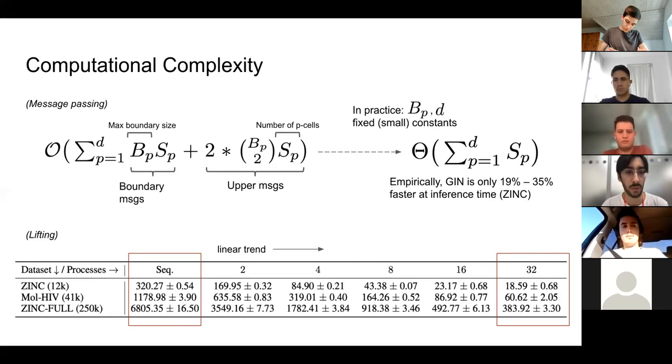Of course, we also have to consider the complexity of the lifting procedure, not only the message passing. In general, this might be quite computationally expensive, but in practice, when we work with specific substructures of a certain maximum size k, and on graphs in which their distribution is such that the cell complex will inherit some form of sparsity, such as in the case of molecules, then we get very good empirical timings. So here we just reported some numbers.